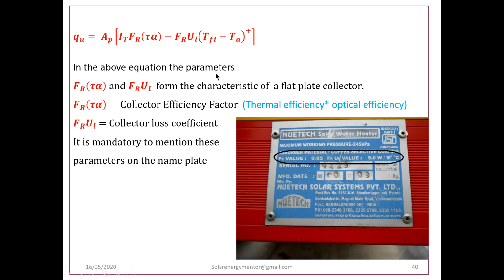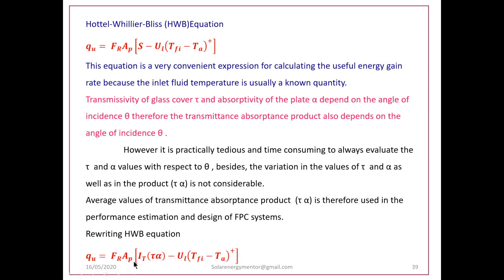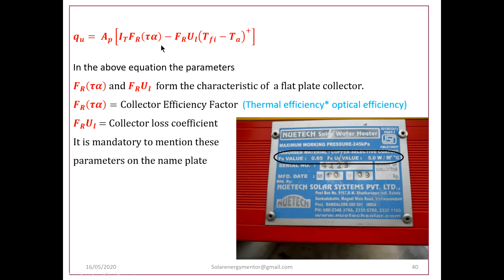Now again writing Qu equals AP, IT, FR tau alpha. In the above equation, the parameter FR tau alpha, we bring this FR inside and make it FR tau alpha and FR multiplied by UL. So we create two parameters here: AP into bracket IT FR tau alpha minus FRUL. Now in the above equation, this FR tau alpha and FRUL form the characteristic of the solar flat plate collector. So they define the collector characteristic. These two parameters are very important from the point of view of performance of the collector.